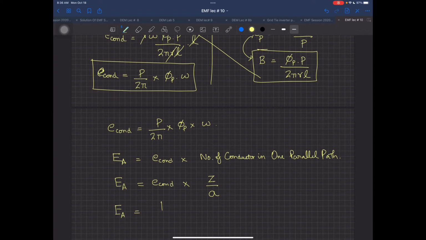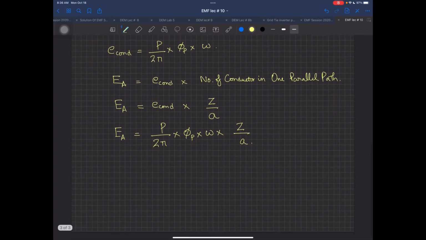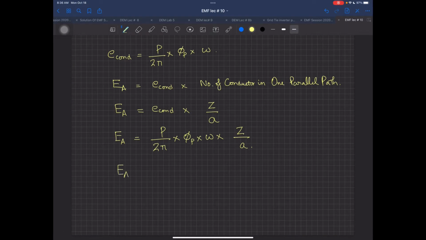Now I can write this equation over here. This is P by 2 pi into flux phi P into omega into Z by A. So now this is an expression, and I can have some constants combined together. This is ZP over 2 pi A. Now I have combined all of them together. Why? Because what is P? Number of poles. It will not change if the machine is working and you are not opening it and not changing any manufacturing thing. 2 pi, numerical constants over there.